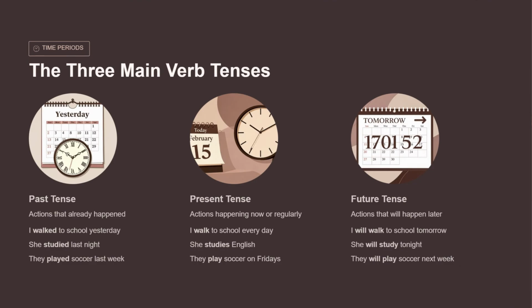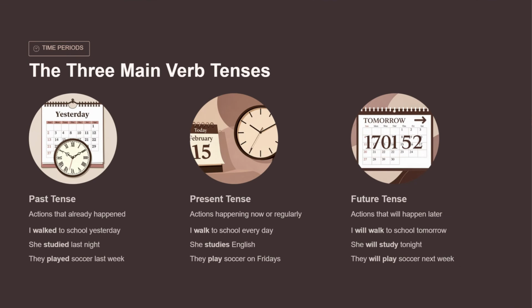Actions that already happened are in the past. For example, I walked to school yesterday is an example of a past tense. She studied last night is an example of a past tense. They played soccer last week is an example of a past tense.